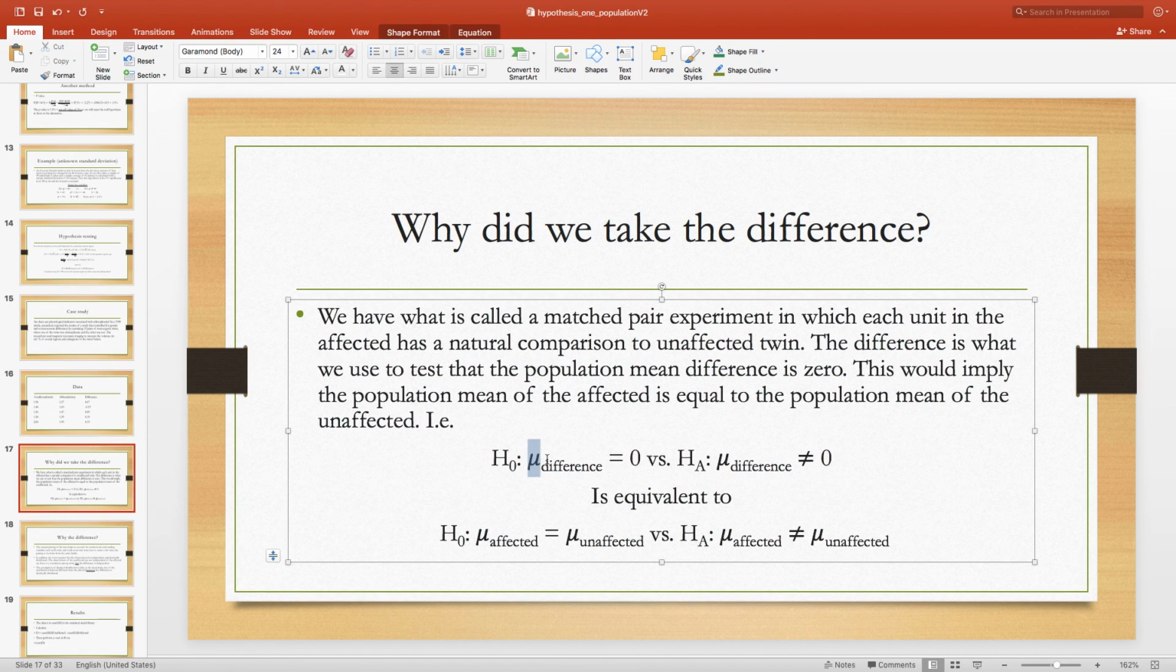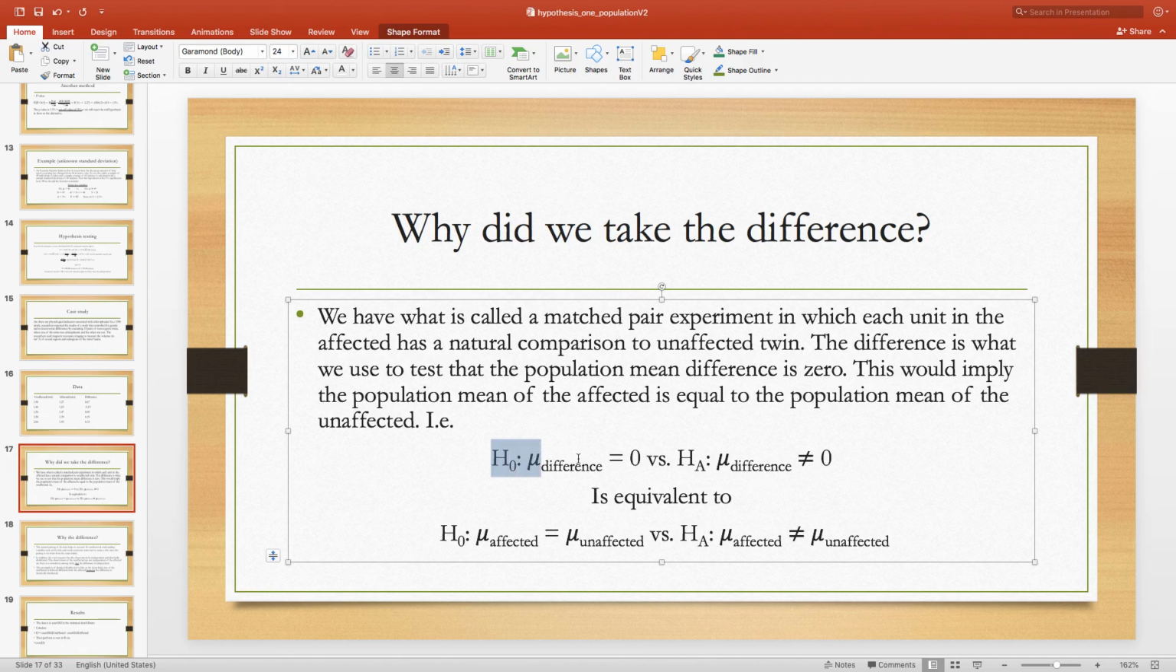If we're going to test the hypothesis that the mean difference is 0 versus the mean difference is not 0, that's equivalent to testing the hypothesis that the mean of the affected, the schizophrenic, is equal to the mean of the unaffected. Because if they're equal, then the average difference should be 0. Versus the hypothesis that the unaffected is not equal to the affected. Okay, so if this is true, then the mean difference should not be 0.